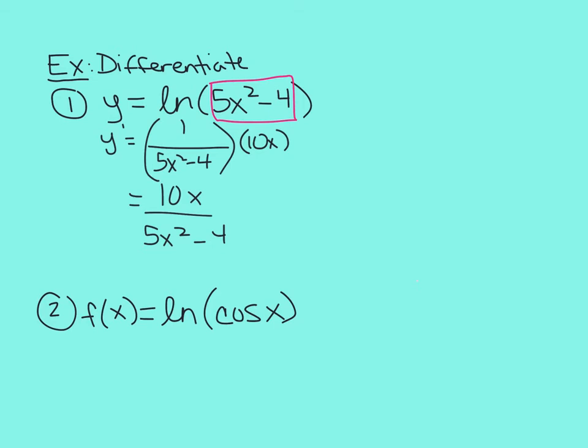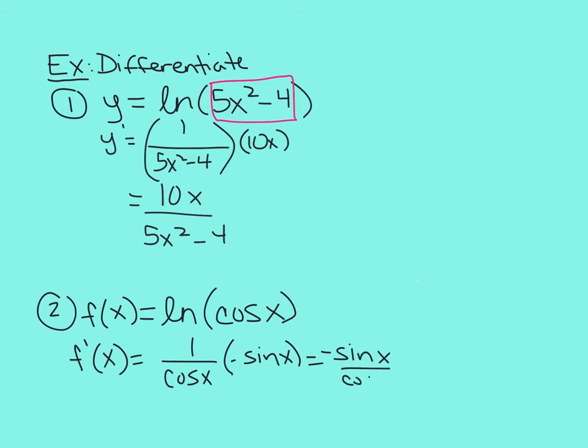For number 2, I have a cosine function inside of my natural log. Since I have f of x, I'm going to write my derivative as f prime of x. I will start by doing my outside derivative. Derivative of ln is 1 over whatever the inside is, so it's going to be 1 over cosine. Then I do the derivative of my inner portion. Derivative of cosine is negative sine of x. Don't forget to write that x, by the way. So I end up getting negative sine x over cosine x.